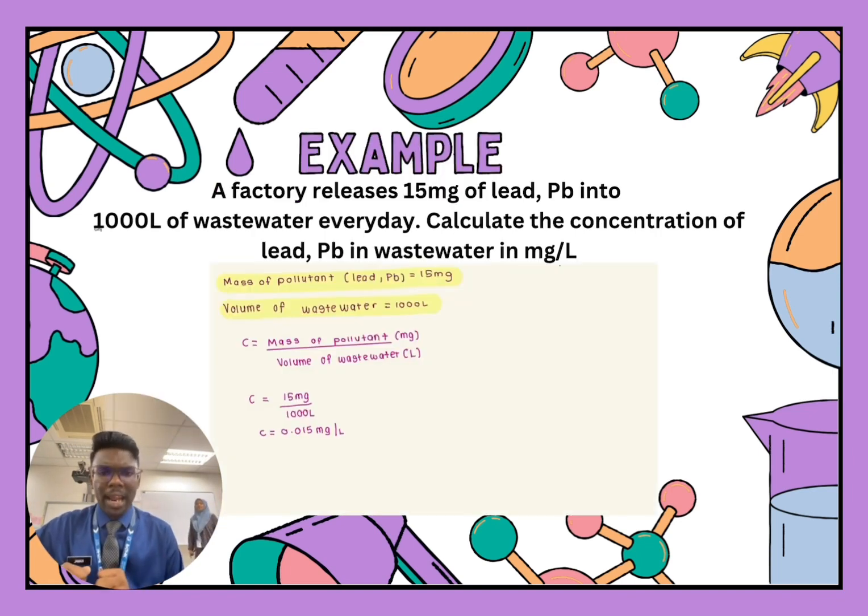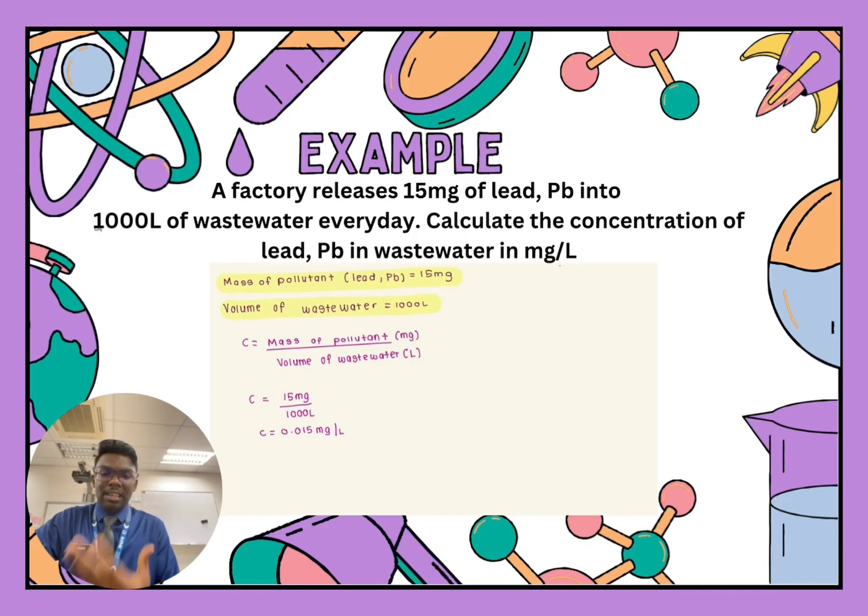Okay, let's see an example. A factory releases 15 milligram of lead (Pb) into 1,000 liters of water every day. Calculate the concentration of lead in the wastewater in milligram per liter. It is a unit. So these are the things where we can see the mathematical concept in chemistry, which is the mass of the Pb, the volume of the wastewater, and also the unit, the number of the concentration of the Pb in the wastewater.